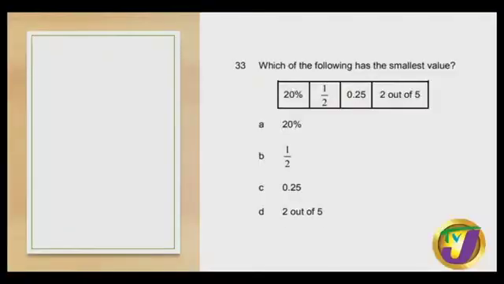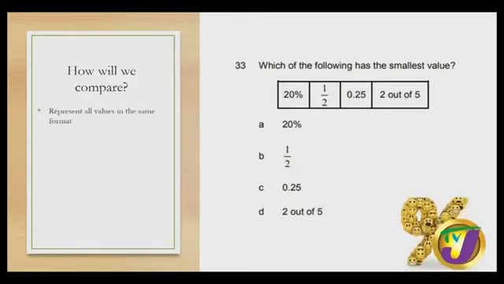All right, next question. Which of the following has the smallest value? So the first question you need to ask yourself is, how will we compare? You have 20%, you have a half, 0.25 or 25 hundredths, 2 out of 5. How are you going to compare? They're all written differently. So the first thing we'll want to do is to represent all values in the same format. And today we're going to use percentages. So we already have 20%. We're going to convert half to a percentage, 25 hundredths to a percent, and 2 out of 5 to a percent.